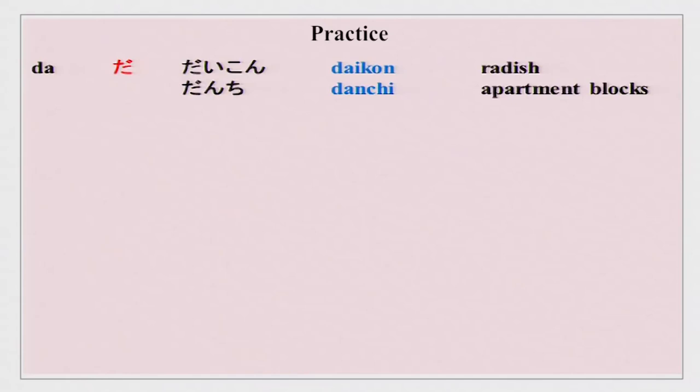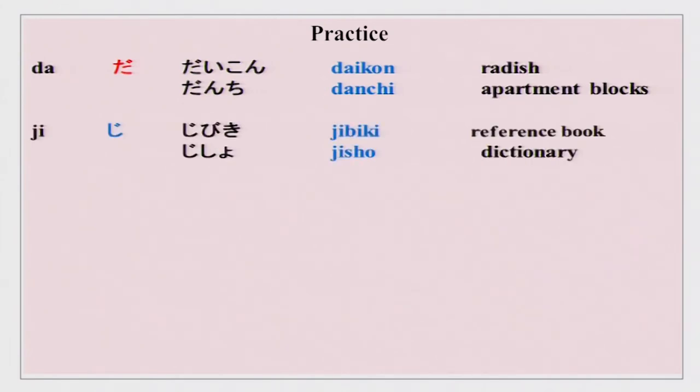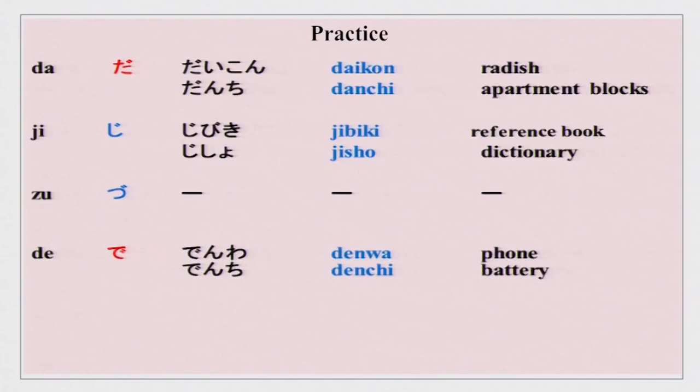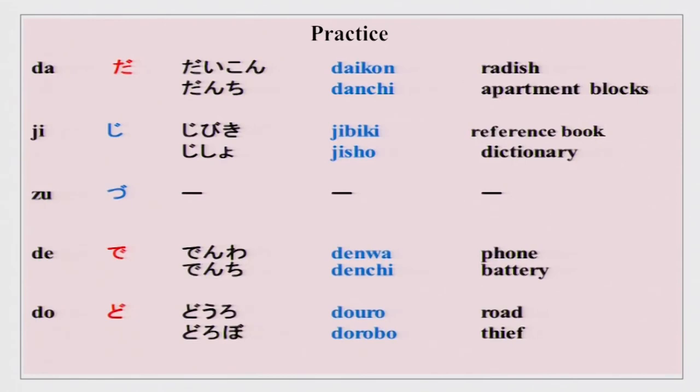We will come to the vocabulary. Daikon. Danchi. The meanings are given right here. Jibiki. Jisho. We have nothing with zu over here. De, denwa. Denchi. Doro. Dorobo.